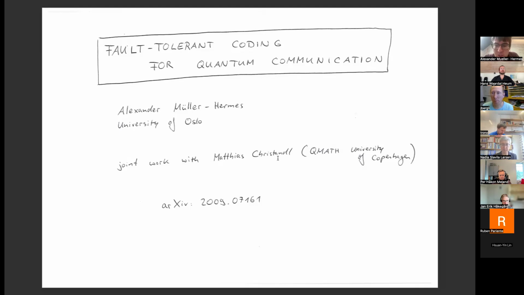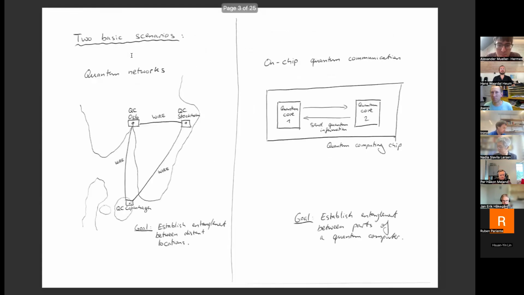This is joint work with Matthias Christandl, who is at QMath at the University of Copenhagen, and I'm actually there right now. So that's where lots of this happens. This is about fault-tolerant coding for quantum communication.